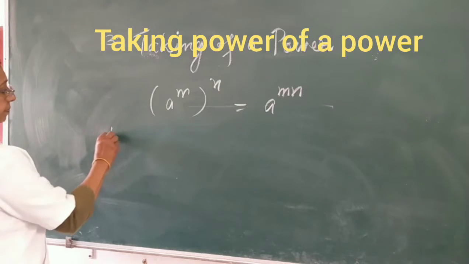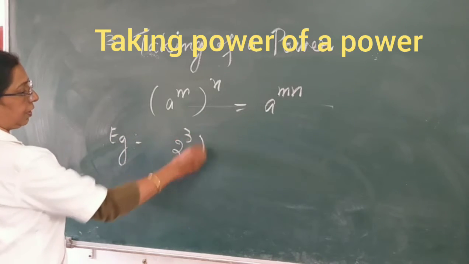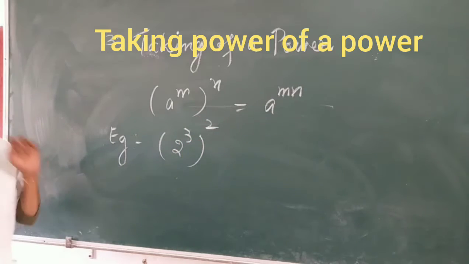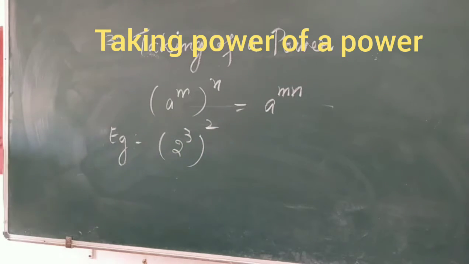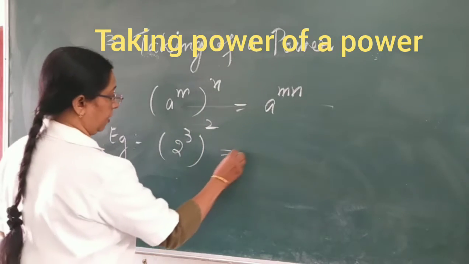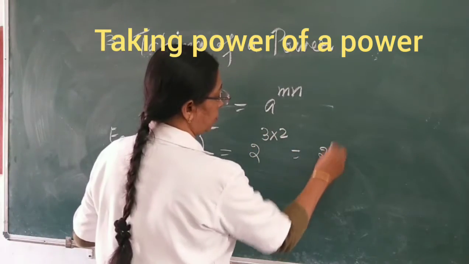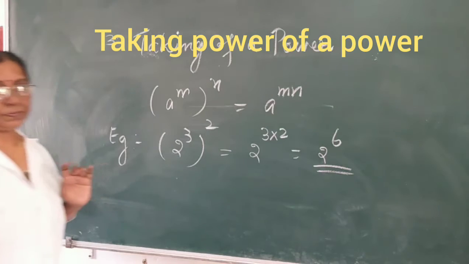For example, 2 raised to 3 the whole square. What is its answer? 2 raised to 3 into 2. Yes, 2 raised to 3 into 2. That is 2 raised to 6. പവറിന് വേറൊരു പവർ കൊടുത്താൽ that is 2 raised to 3 into 2. That is 2 raised to 6 is the answer.